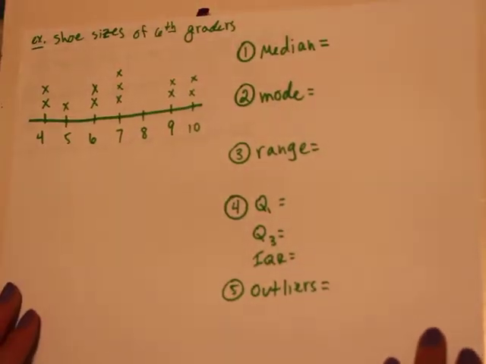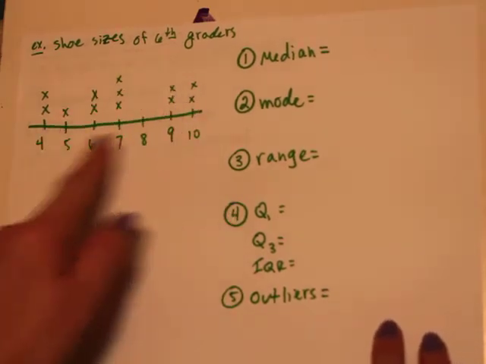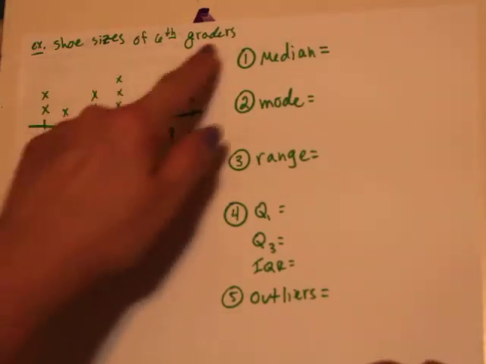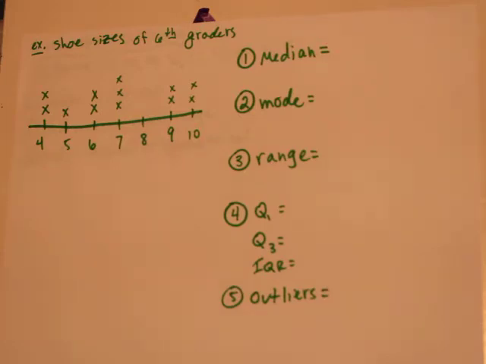Okay, so we'll look at our first example here. You'll need to copy down this dot plot and the title of it. And we're going to find a couple of different things. First, we're going to find the median. Now, the median is the middle number. So we're going to find the middle number on this dot plot.